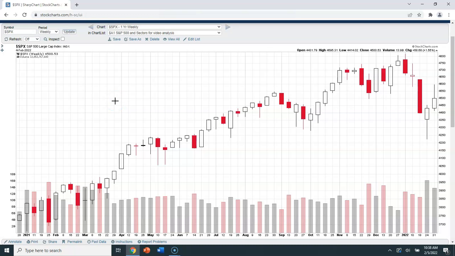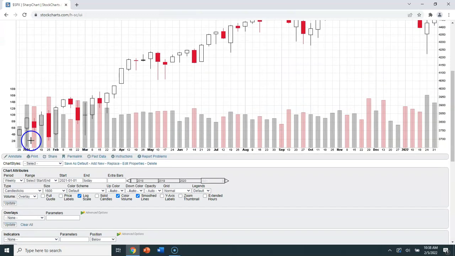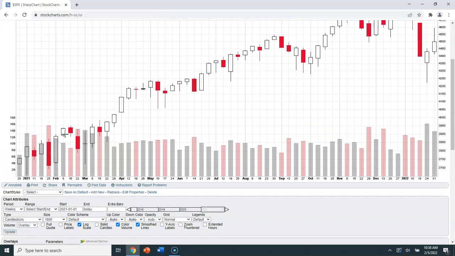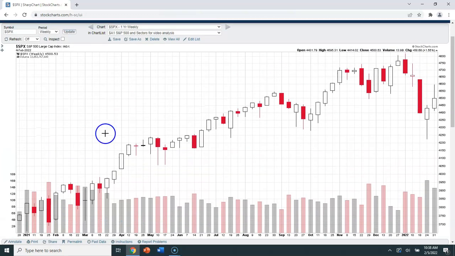Okay, so the chart that we're going to be working from is a weekly candlestick chart of the S&P 500. Each candlestick represents 1 week of trading, and this chart goes back to the beginning of 2021, just to give us some perspective. To start off with, the S&P 500 was up 1.55% this week, and we closed at 4,500.53.